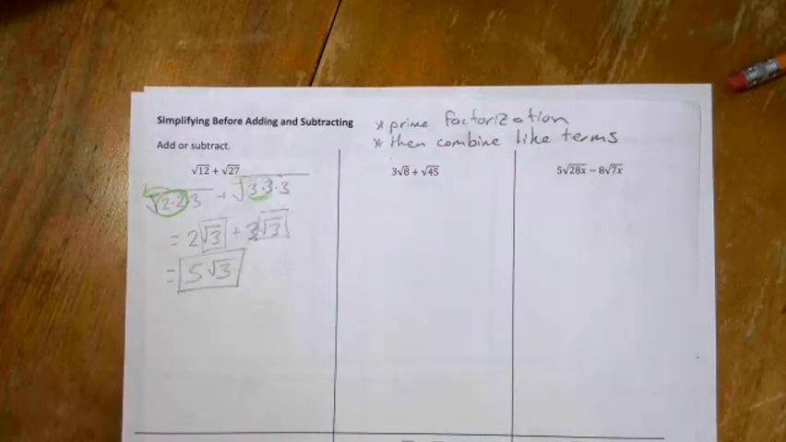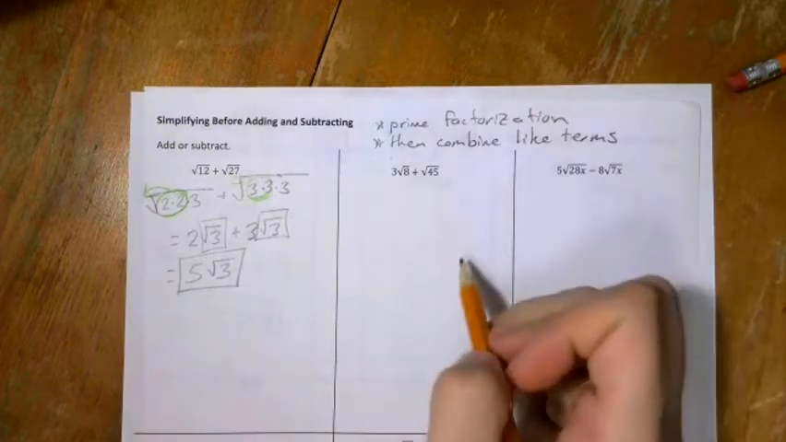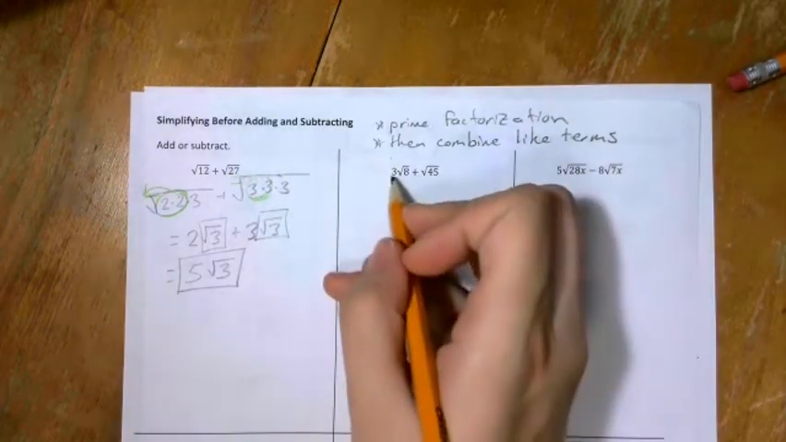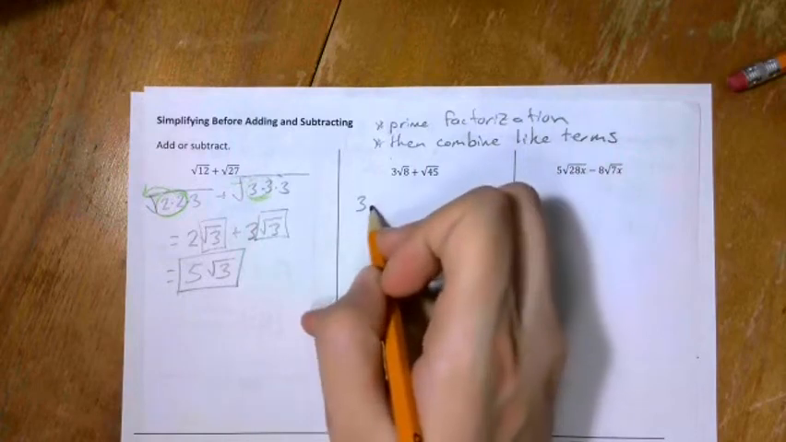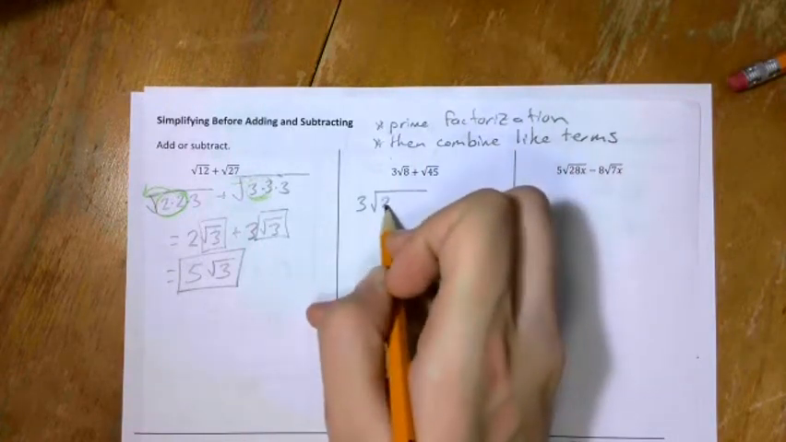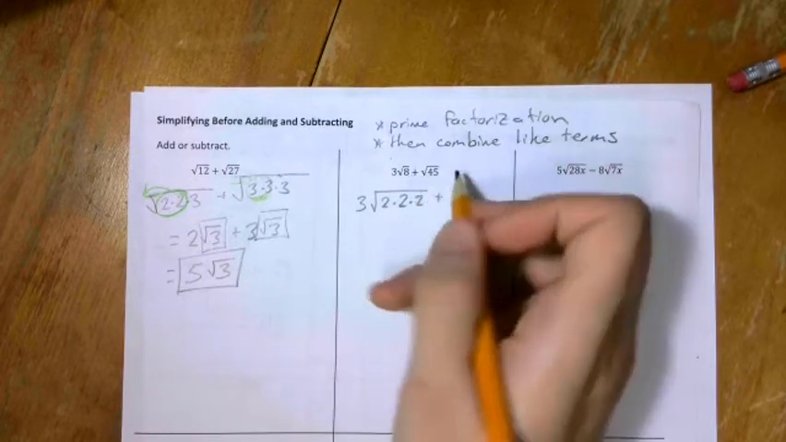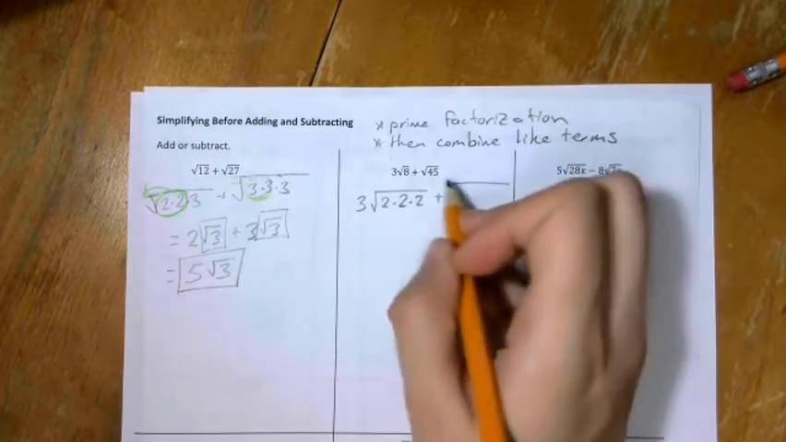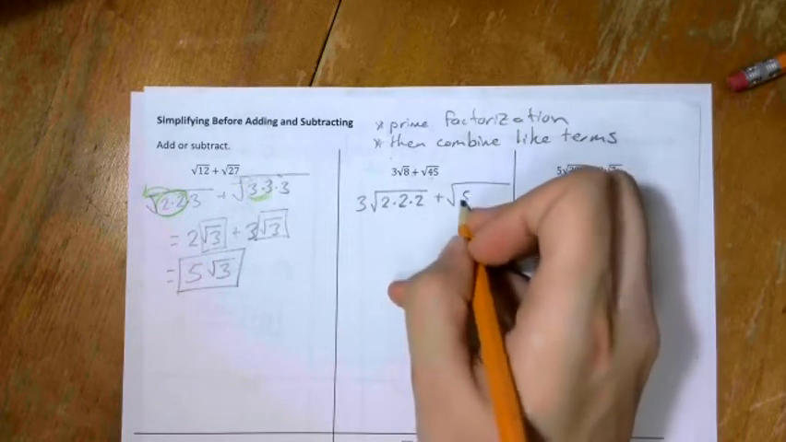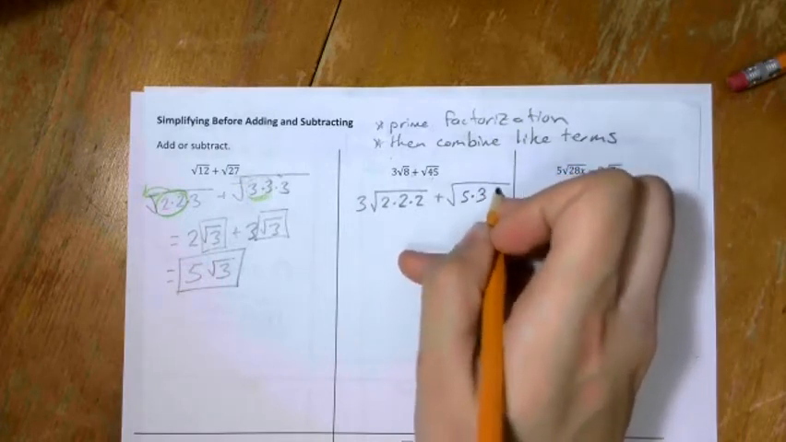All right, let's take a look at our next example here. So we have a 3 and then an 8. Well, 8 is really 2 times 4, which is really 2 times 2. And then I'm going to add 45. 45 is really 5 times 9. 9 is really 3 times 3.